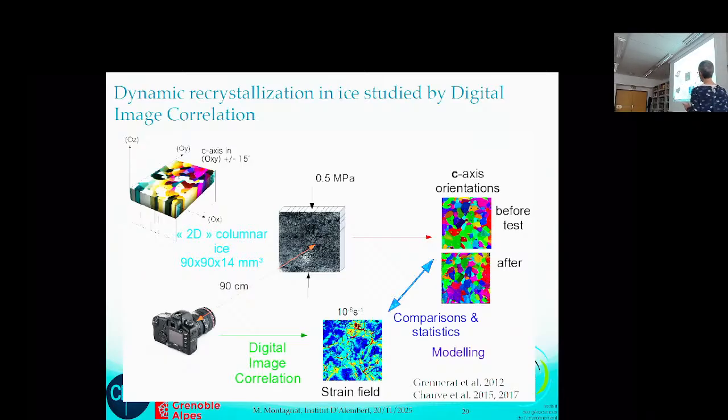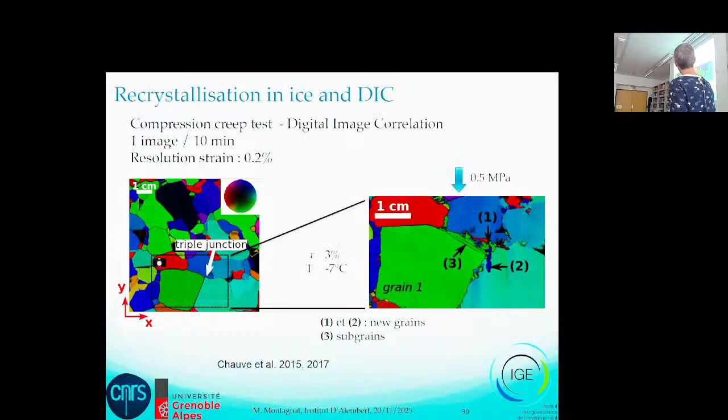So we are able to make big samples like that, and then we put a speckle on our surface. We take images regularly, and we correlate those images by techniques that are quite well known now, and we get access to the strain field, so how much displacement or strain has occurred where. And then we can relate it to the mechanisms at the microstructure scale. So I will show just one short example here.